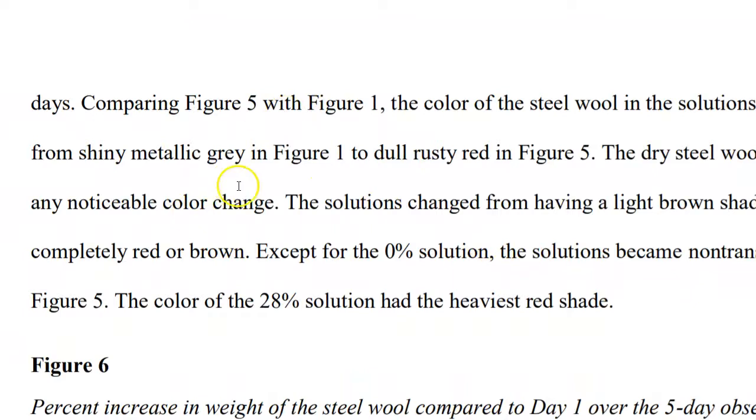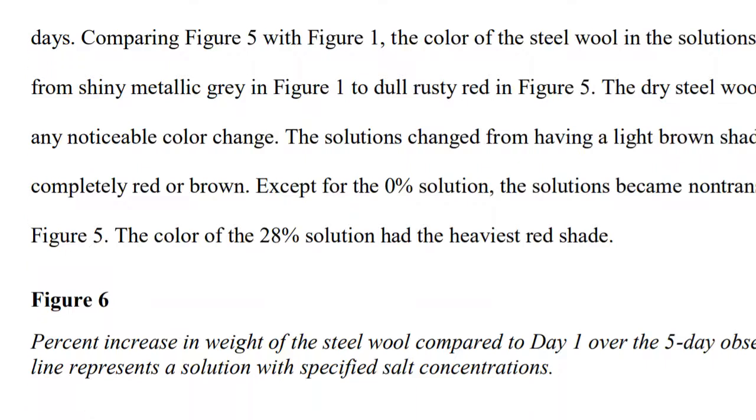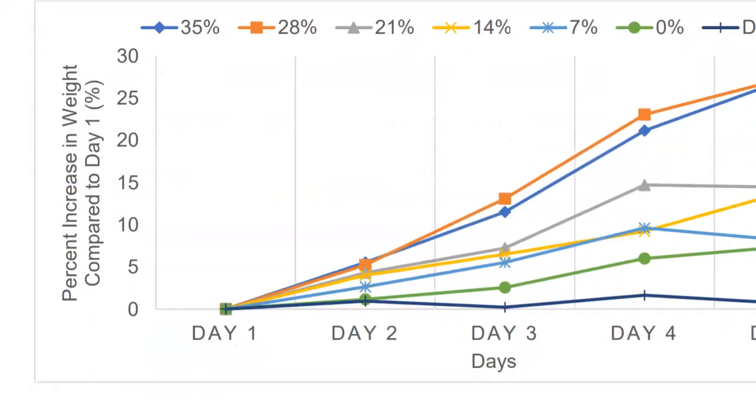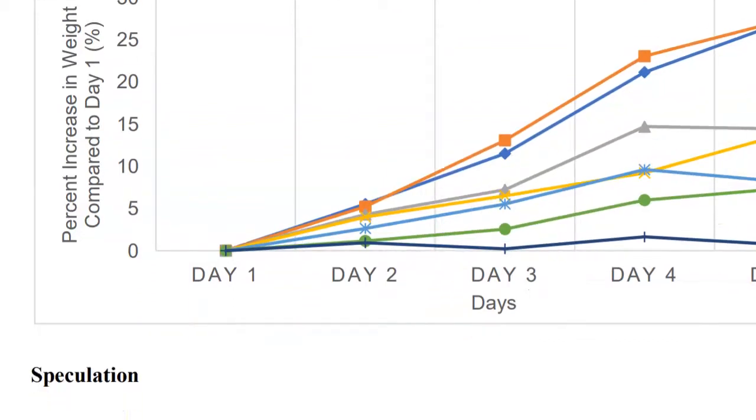And as you see, the writer here does a good job of referring to the images. What's really good about this example is that Figure 6 is essentially a graph that charts the percent increase in weight of the steel wool from the first day to the end of the 5-day observation. This image is clearly labeled. This is also a very important part of effective document design: you want to make sure that everything is clearly labeled so that your reader knows and understands what they're looking at. The days are here, and the percentages are color coded so we can easily distinguish them.